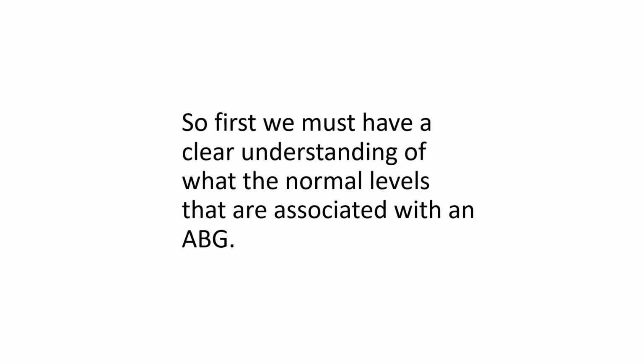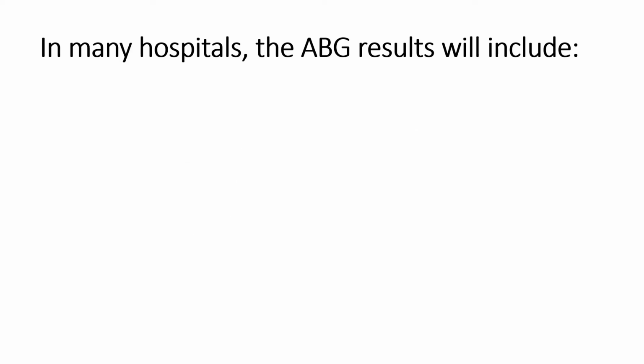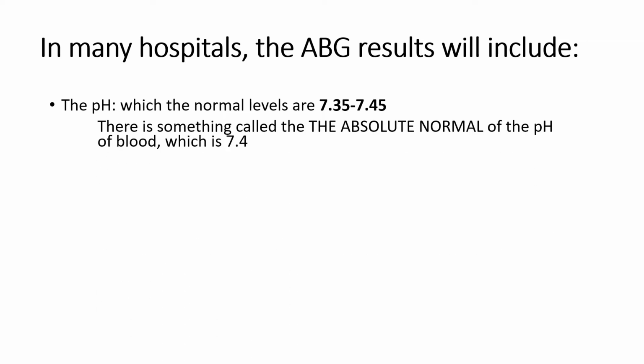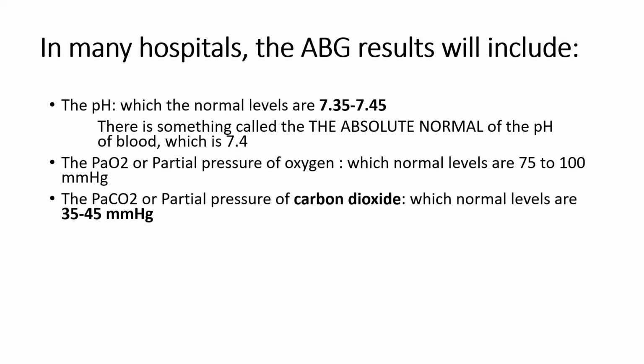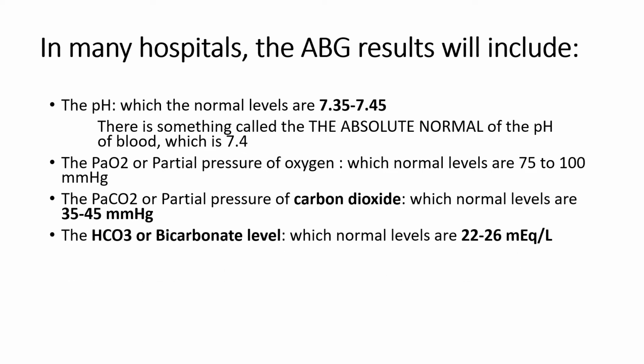So first we must have a clear understanding of what normal levels that are associated with an ABG are. In many hospitals, the ABG results will include the pH, which normal levels are 7.35 to 7.45. There is something called the absolute normal pH of blood, which is 7.4. The PaO2, or partial pressure of oxygen, which normal levels are 75 to 100 millimeters of mercury. The PaCO2, or partial pressure of carbon dioxide, which normal levels are 35 to 45 millimeters of mercury.